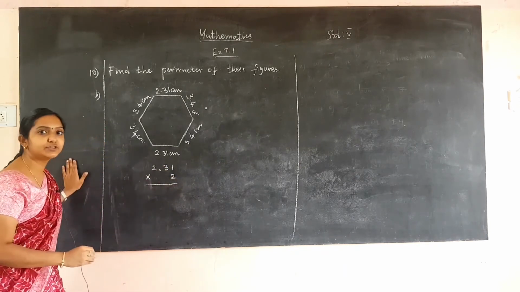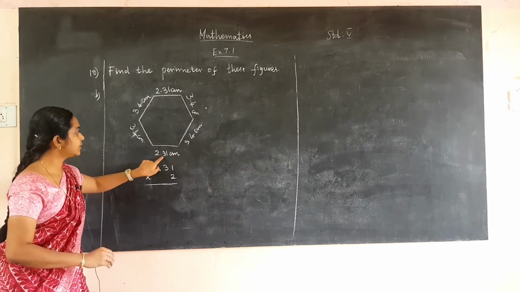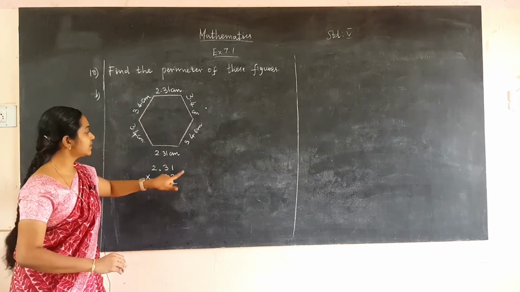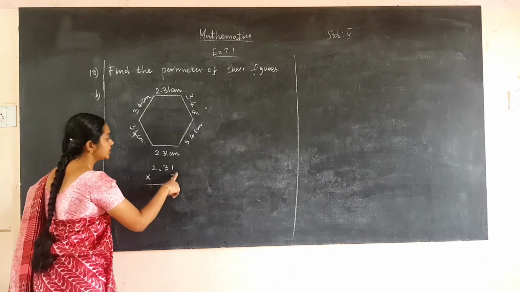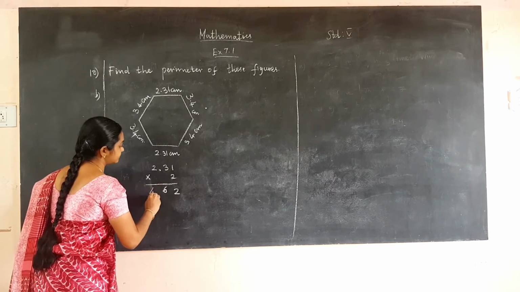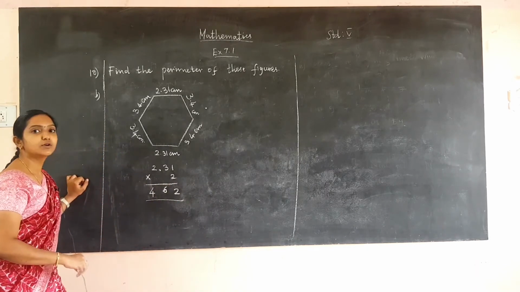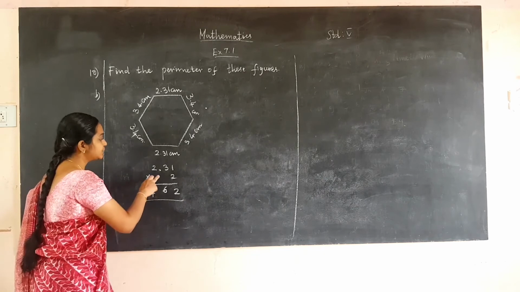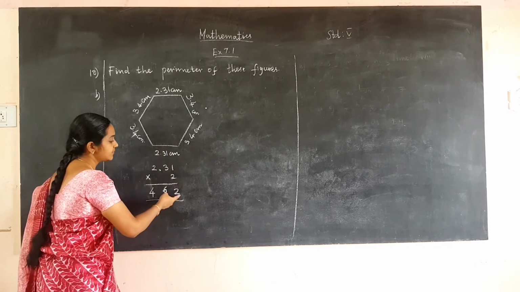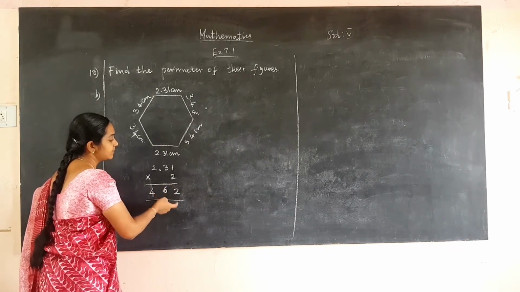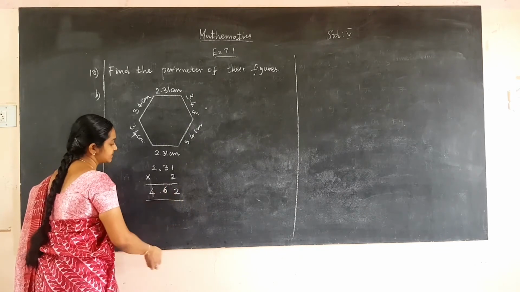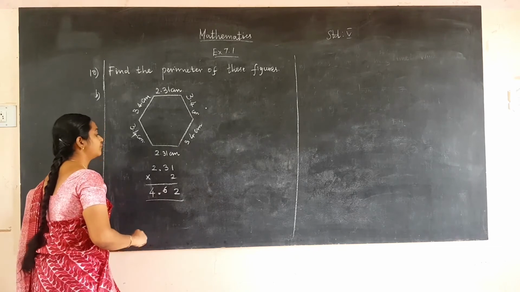Why we are multiplying it with 2? Because 2.31 is the length of two sides. So we are multiplying it with 2. 1 into 2 is 2, 3 into 2 is 6, 2 into 2 is 4. To keep the decimal point, you have to look at the decimal here. After the decimal point, we are having 2 places. So here we have to keep the decimal point before 2 places from the right. This is the first place and this is the second place. So the decimal point will be here, 4.62.